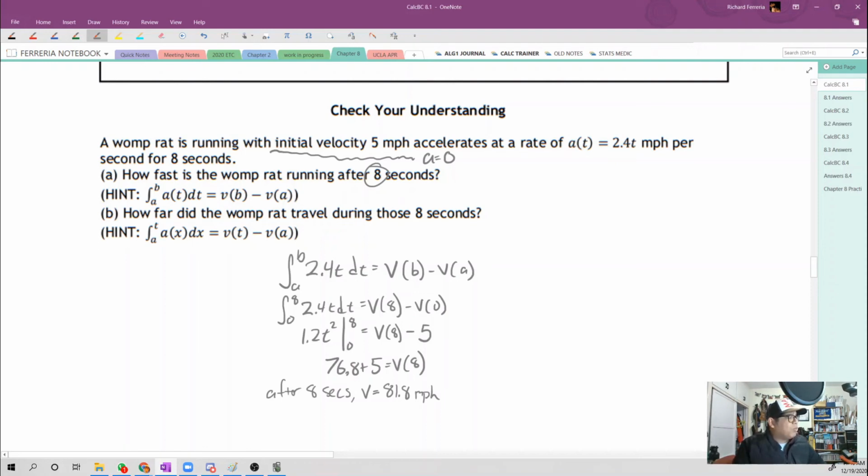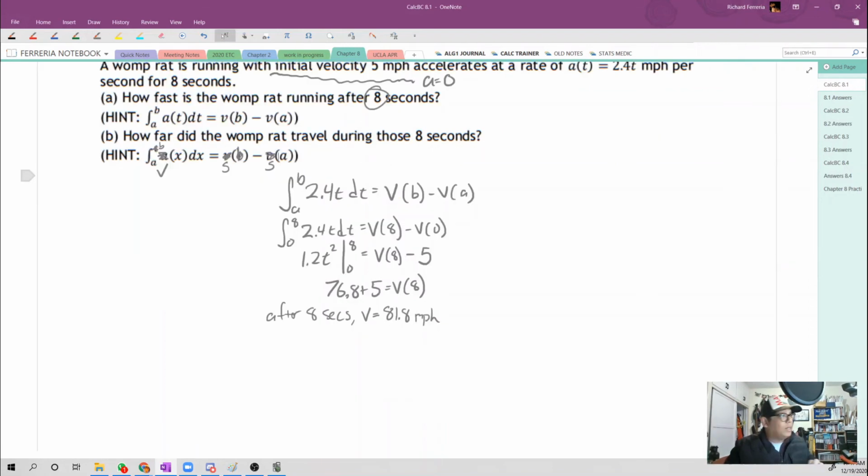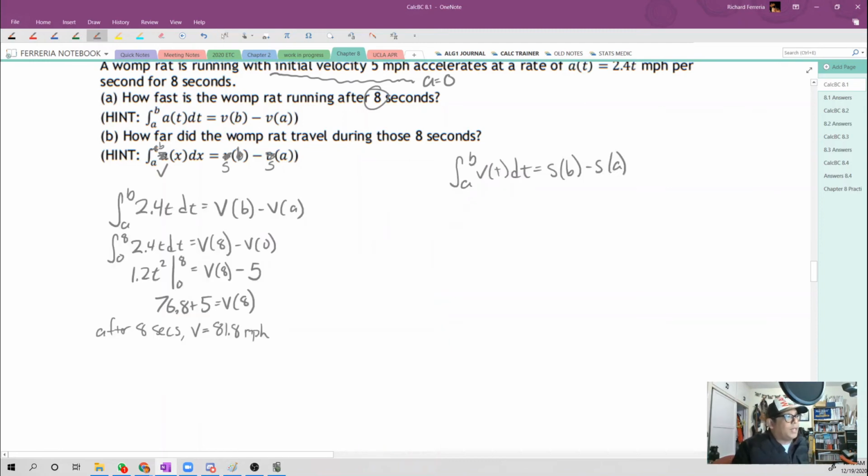So how far does a womp rat travel in those 8 seconds? This one I'm noticing a little bit of a typo here for our hint, but our hint should say the integral from a to b of the velocity is the position at b minus the position at a. I'll write that down again. Okay, so the integral of velocity is equal to the position at b minus the position at a, which is a problem because we don't have a velocity equation. But we have an acceleration equation, and we have an initial velocity.